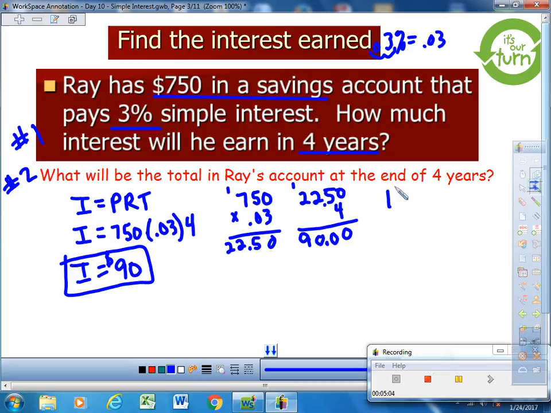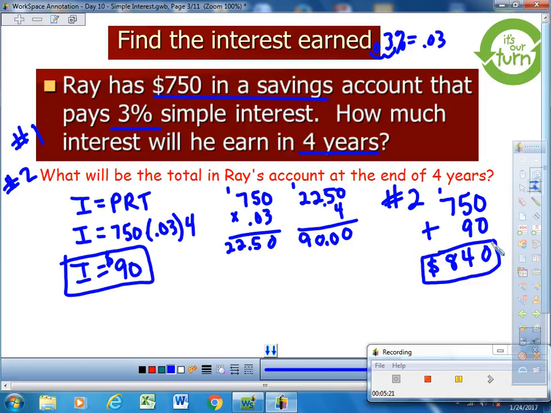The second question is how much is in his account? What did he start off with? He started off with $750, and then you're going to add the interest that he earned. So he has $840 in his account if he was earning simple interest for 4 years at 3% and didn't take any money out. This would be the total in his account.